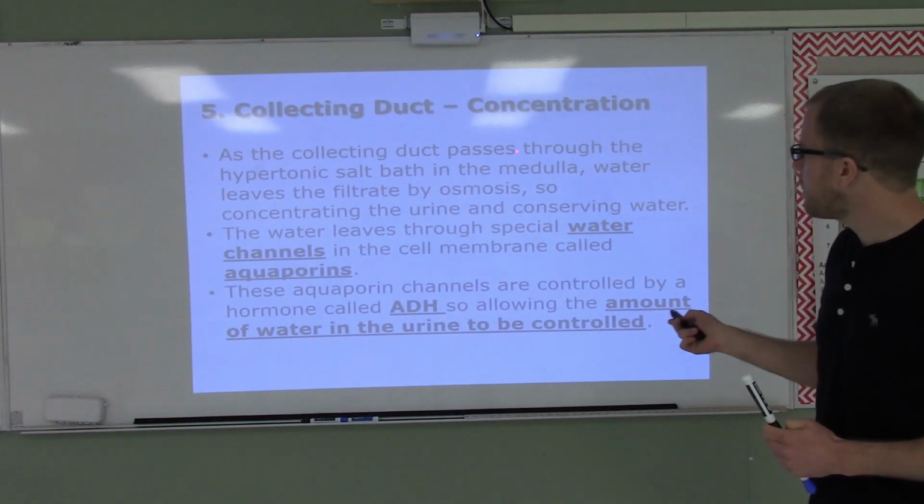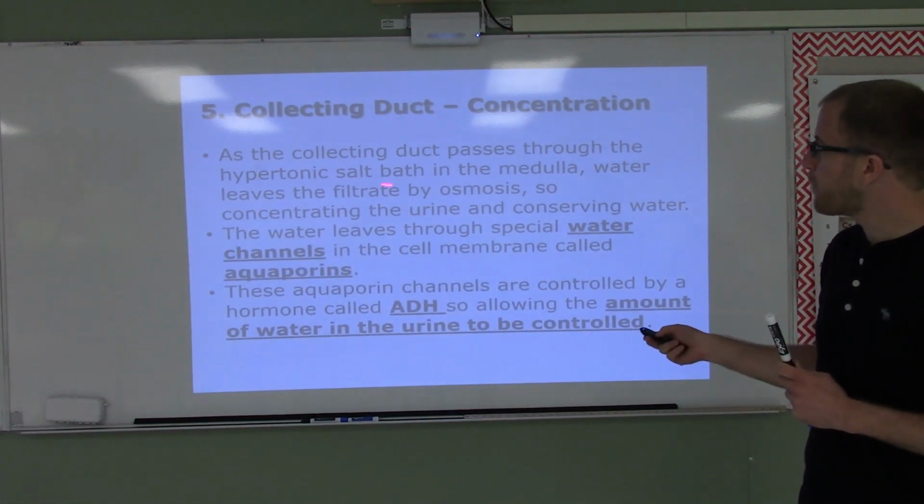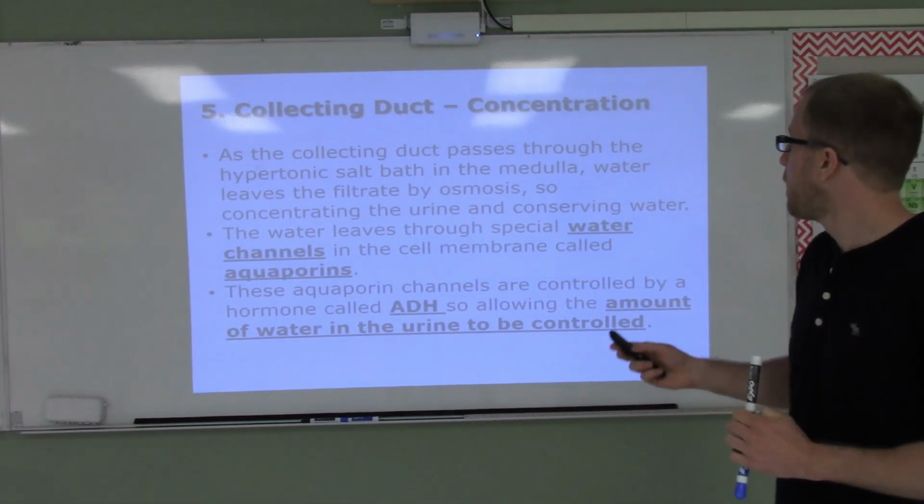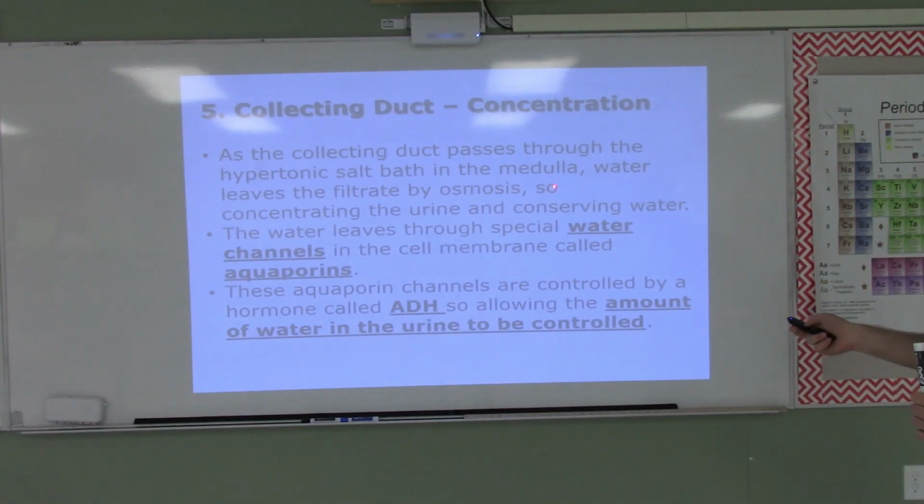So as the collecting duct passes through the hypertonic salt bath that we set up via the loop of Henle, water leaves the filtrate by osmosis.